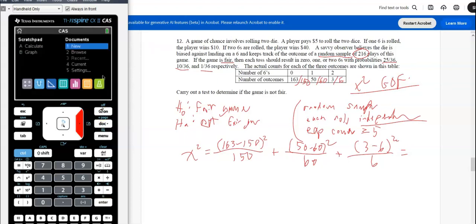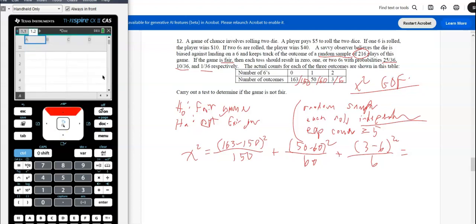So go to your, it's been a while since we've done that, right? So you can go there and kind of look at it. I just usually call observed. If it pops up, I might go to a new problem, doc, insert problem, so I don't have any left over from previous variables. And so I just always call them OBS and expect. There are 3 observed, 163, 50, and 3. And the expected was 150, 60, and 6. So now let's go back to that calculator page.